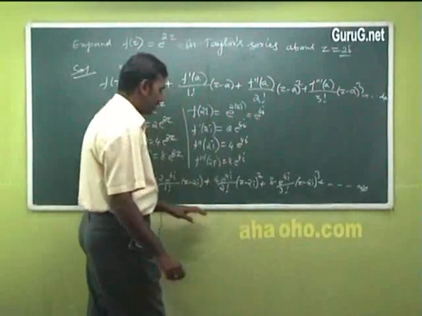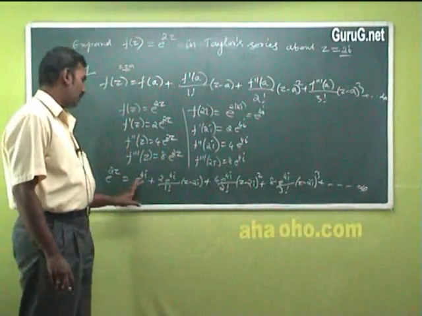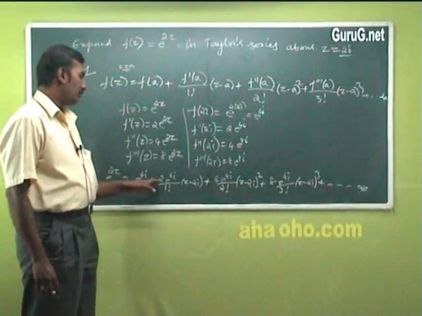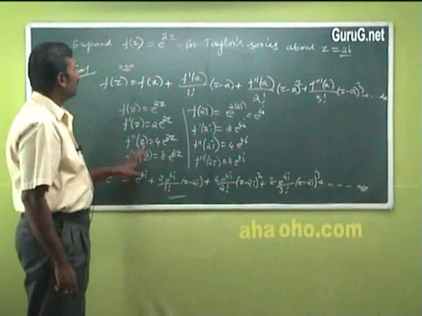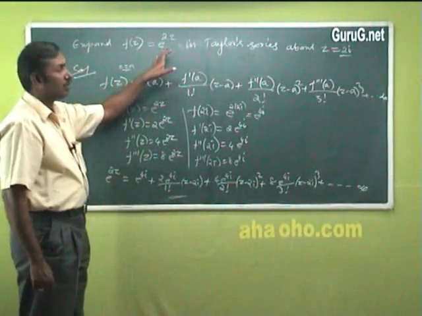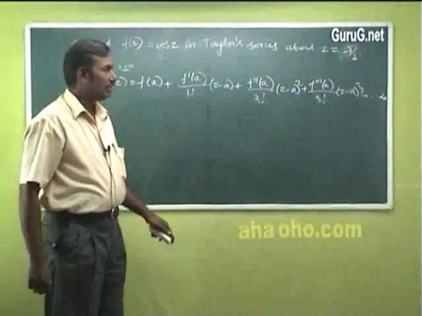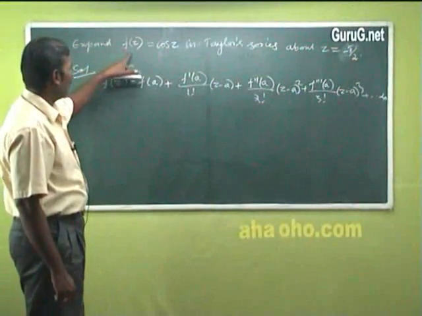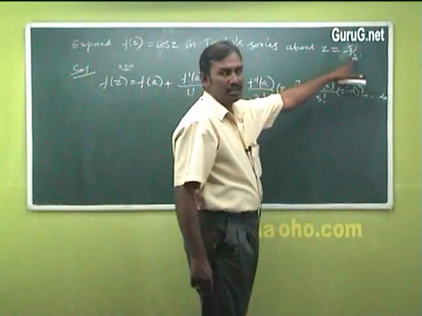to infinity. So which is nothing but what? You can take e power 4i outside, that is common. So this is the required Taylor series of the function f of z equal to e power 2z about the point z equal to 2i. Next example: expand f of z equal to cos z in Taylor series about z equal to minus pi by 2.